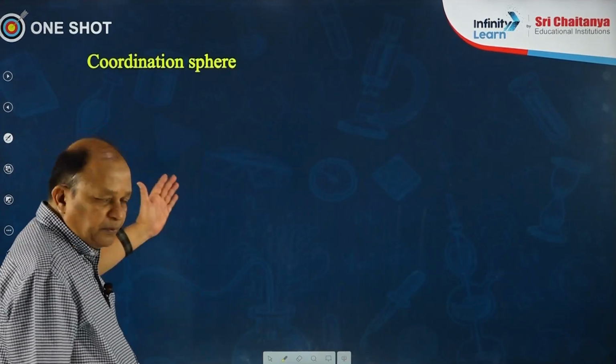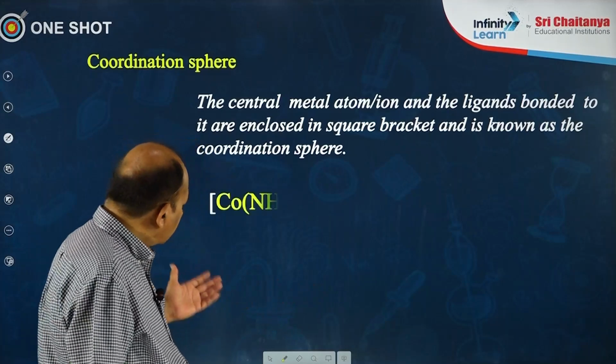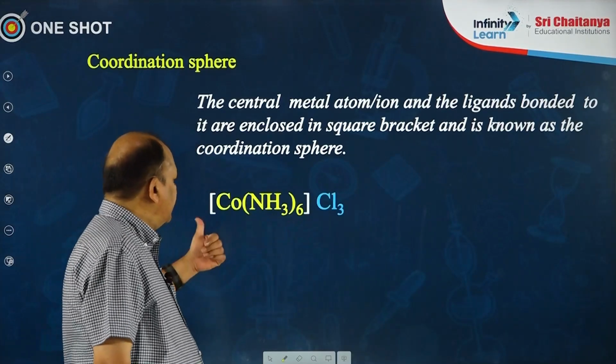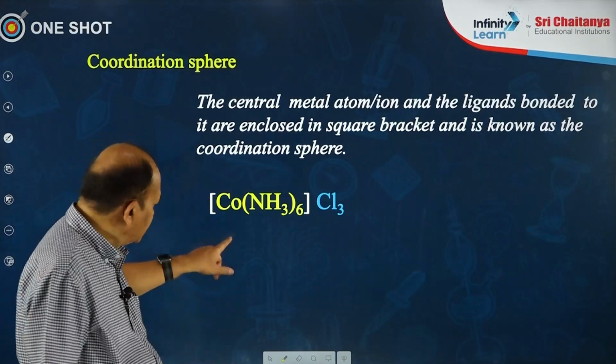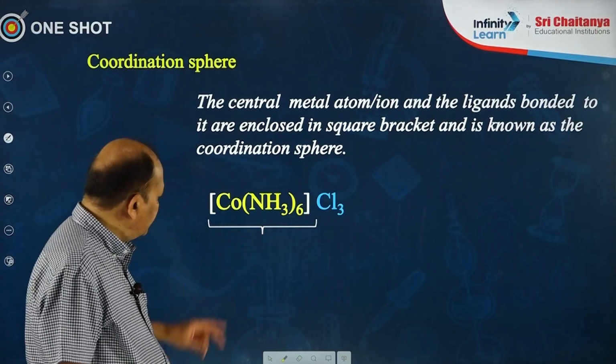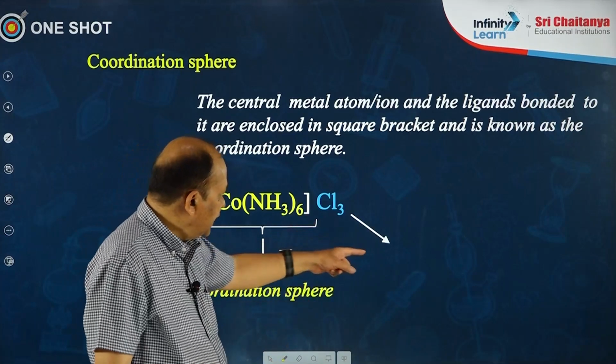Next, coordination sphere is a very simple one. Briefly, we can say the part of the molecule within the square brackets is the coordination sphere. Here, this is the coordination sphere, which is actually non-ionizable, and this is the ionizable part of the complex.